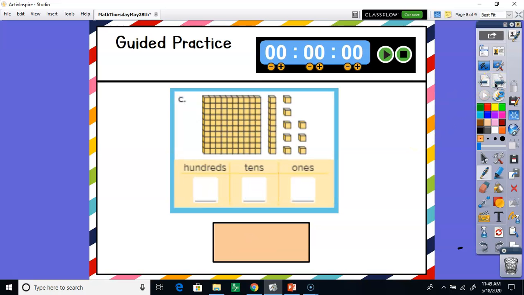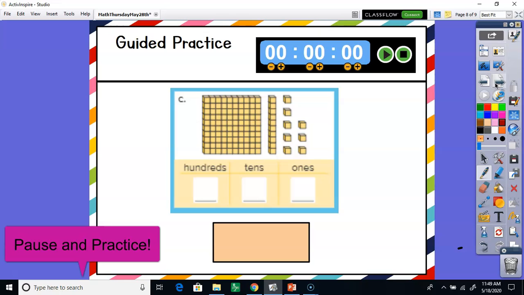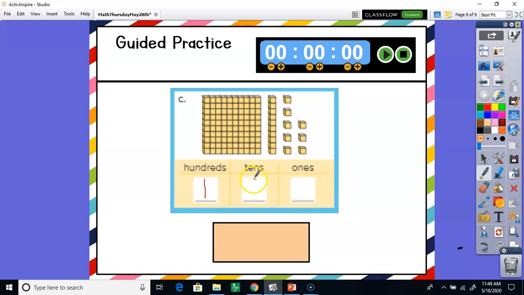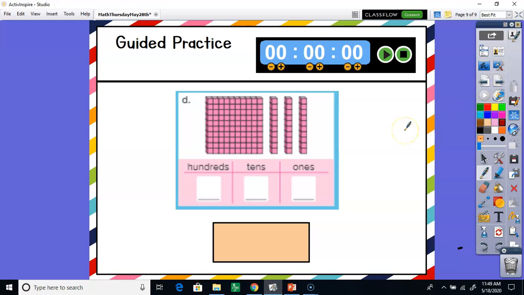Okay, here's your next one. Pause and practice. Okay, so I see 100 flat, 1 10 rod, and 1, 2, 3, 4, 5, 6, 7, 8 ones. So this model shows 118. Okay. All right, last one to practice. Pause and practice.